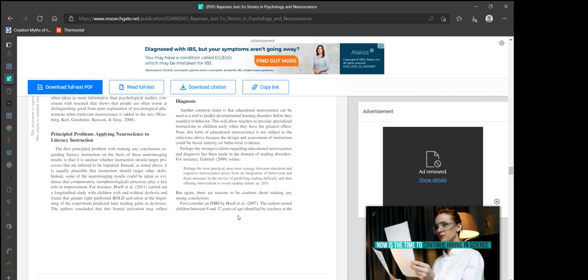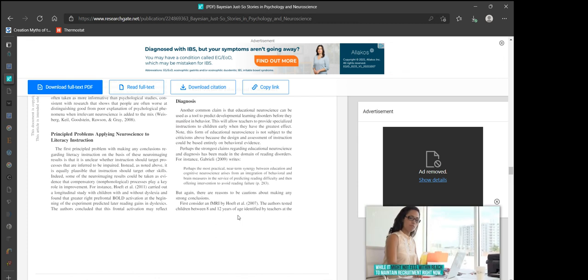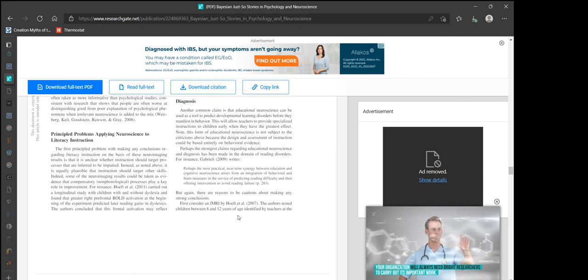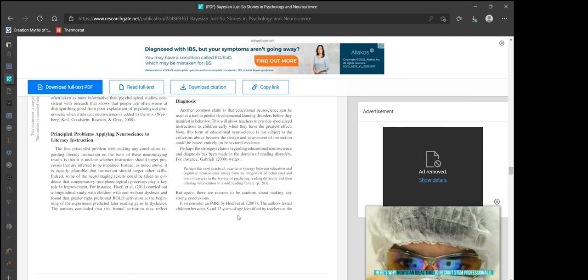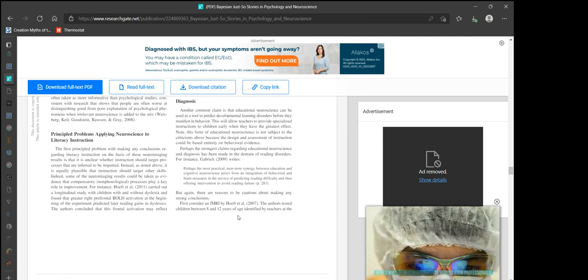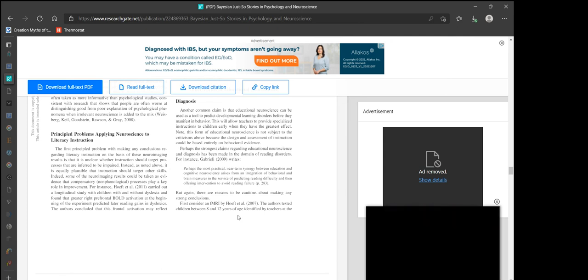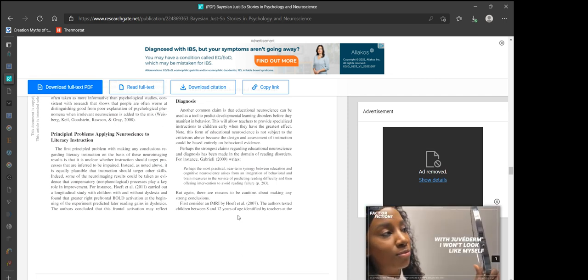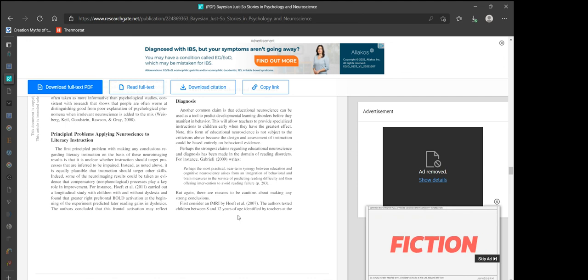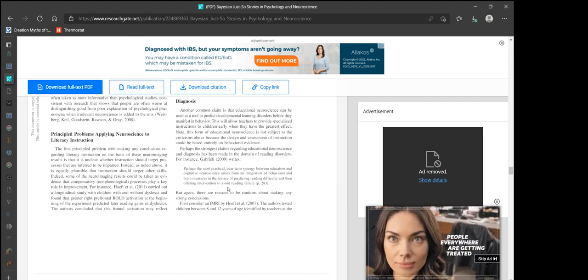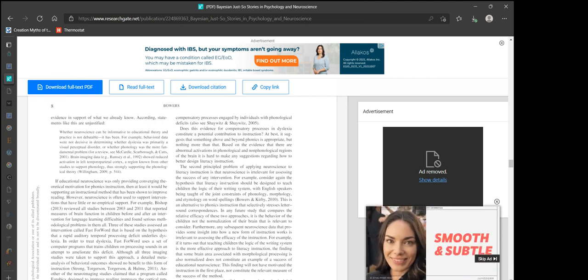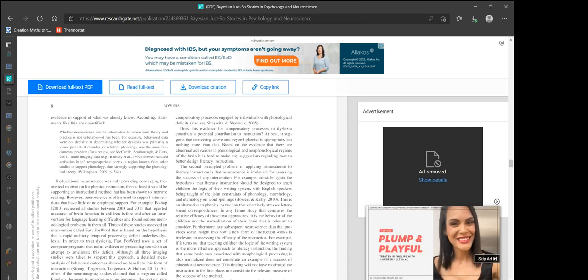Indeed, some of the neuroimaging results could be taken as evidence that compensatory, non-phonological processes play a key role in improvement. For instance, Hoeft et al. 2011 carried out a longitudinal study with children with and without dyslexia, and found that greater right prefrontal BOLD activation at the beginning of the experiment predicted later reading gains in dyslexics. The authors concluded that this frontal activation may reflect compensatory processes engaged by individuals with phonological deficits.